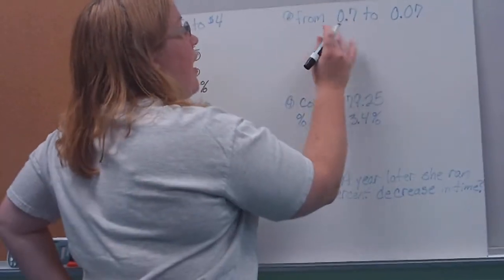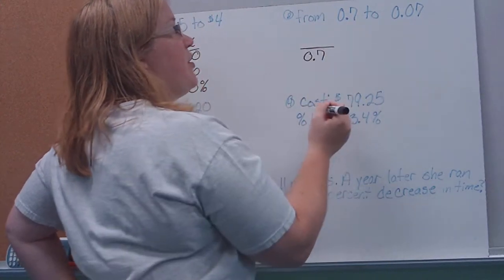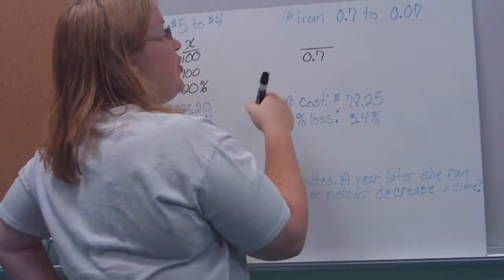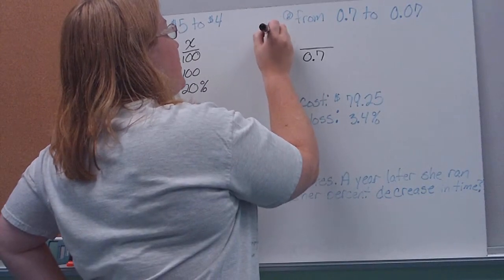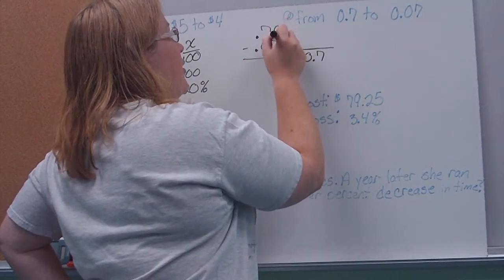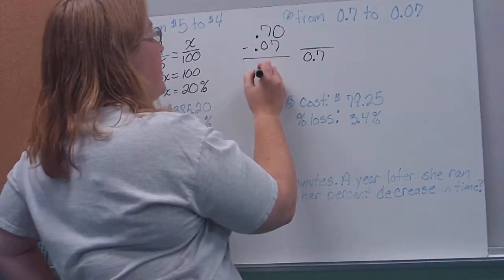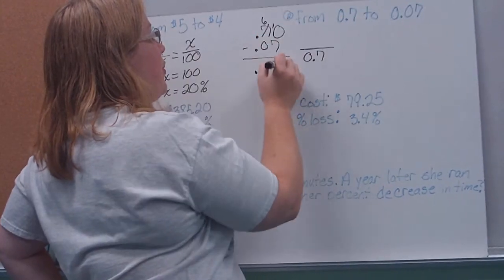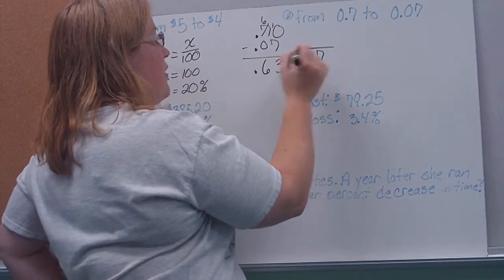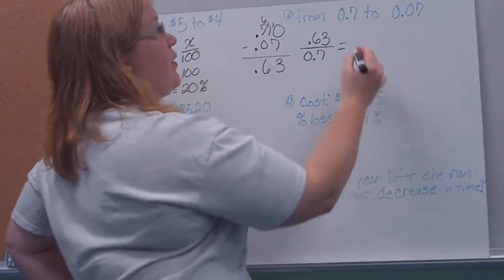Okay, again here, from 0.7, so that makes that my original number, to here. So I need to subtract my two numbers. And again, I would use a calculator, but I just want to kind of review to make sure we're paying attention and remember how to do this. Our decimals line up. I'm going to have to borrow here. So my difference, or my change, is 0.63.